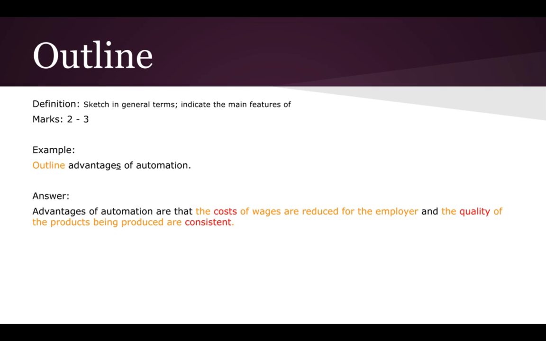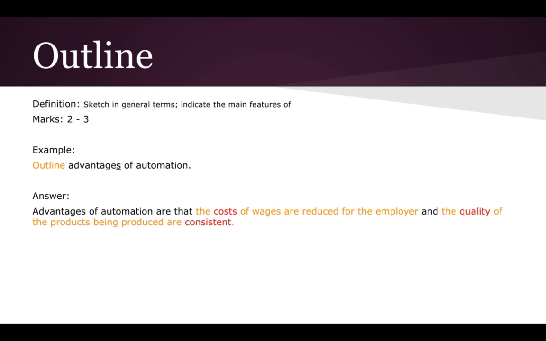Of automation. I've written in an answer. Advantages of automation are that the costs, so there's my identifying an advantage, is the cost. And quality consistency is the other identification. Now, if you just mention those, 1 to 2 marks maximum. More likely 1 out of the 3.